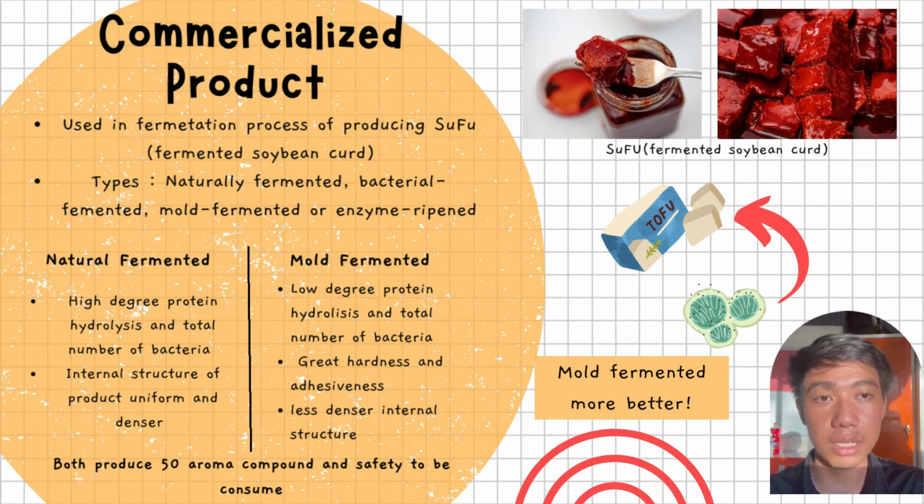While in the mold fermentation method, even though there is a low degree of protein hydrolysis, the total number of bacteria found was lower. And for the natural fermentation method, the internal structure might be denser and more uniform, while in the mold fermentation method, even though it has a less dense internal structure, it has great adhesiveness and hardness of the external structure. So both of the products produce aroma compounds and are safe to be consumed. So from all the results that I have seen, it can be said that the mold fermentation method is better compared to the natural fermentation method.